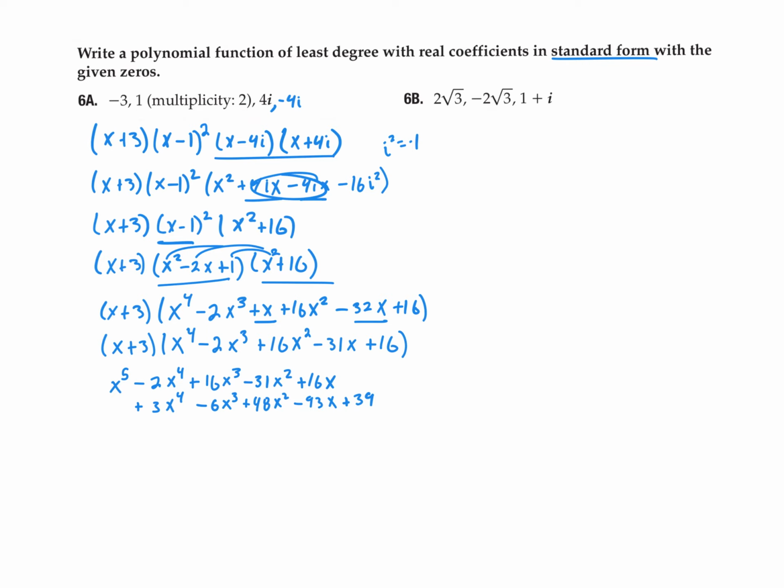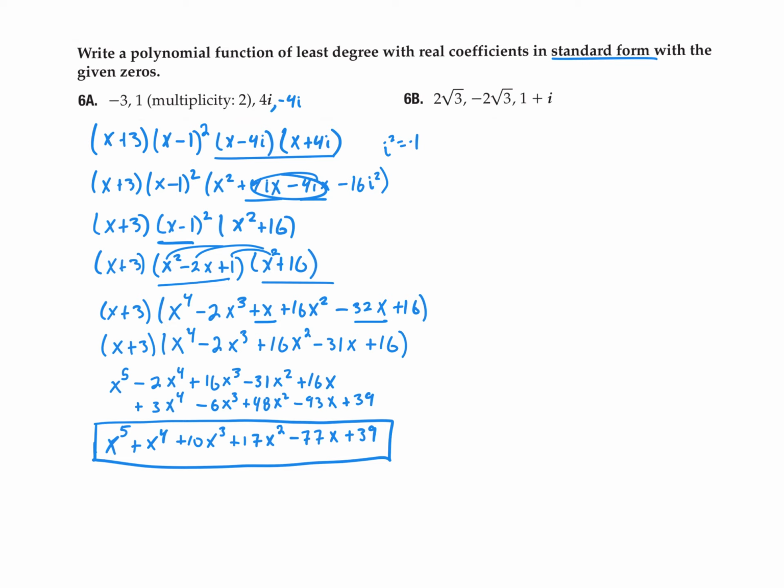X times each of those gives me this line. 3 times each of those gives me this line. Now I just got to combine each of those. And my final product will be, well, pow. Notice we had 1, 2, 3, 4, 5 zeros. And what's my degree? 5. So this would be my polynomial of least degree that has these zeros in it.